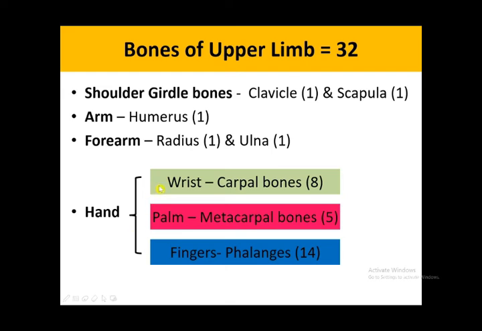The hand can be divided into the wrist, palm and fingers. In the wrist we have 8 bones, collectively called carpal bones. In the palm we have 5 bones, called metacarpals. And in the fingers we have the phalanx or phalanges, 14 in number.